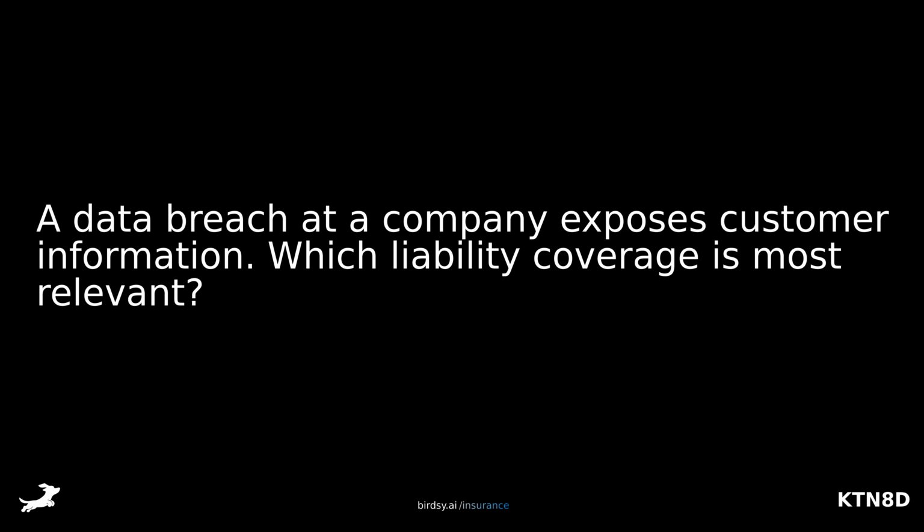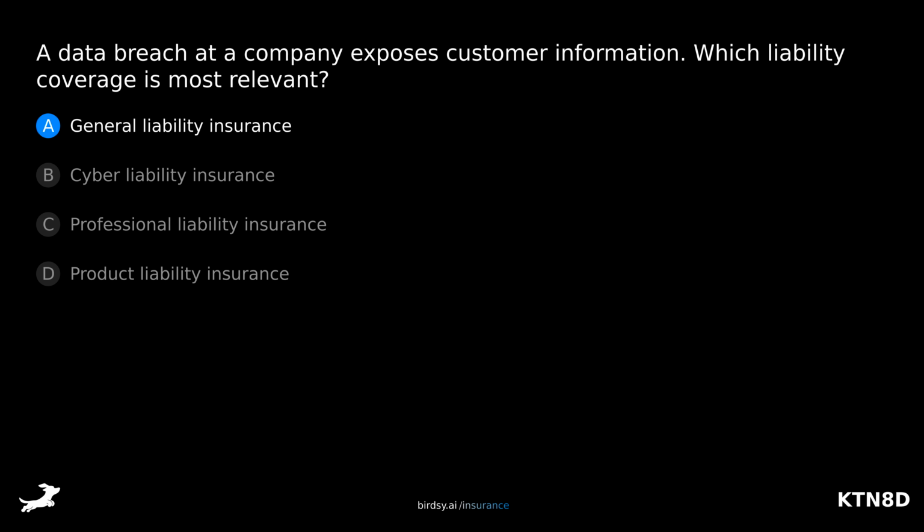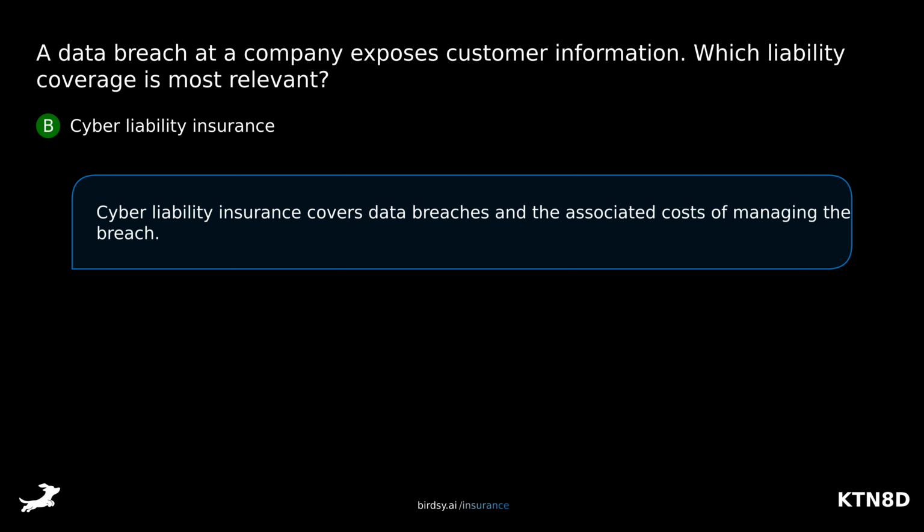A data breach at a company exposes customer information. Which liability coverage is most relevant? Is it A, general liability insurance, B, cyber liability insurance, C, professional liability insurance, or D, product liability insurance? The answer is B, cyber liability insurance. Cyber liability insurance covers data breaches and the associated costs of managing the breach.